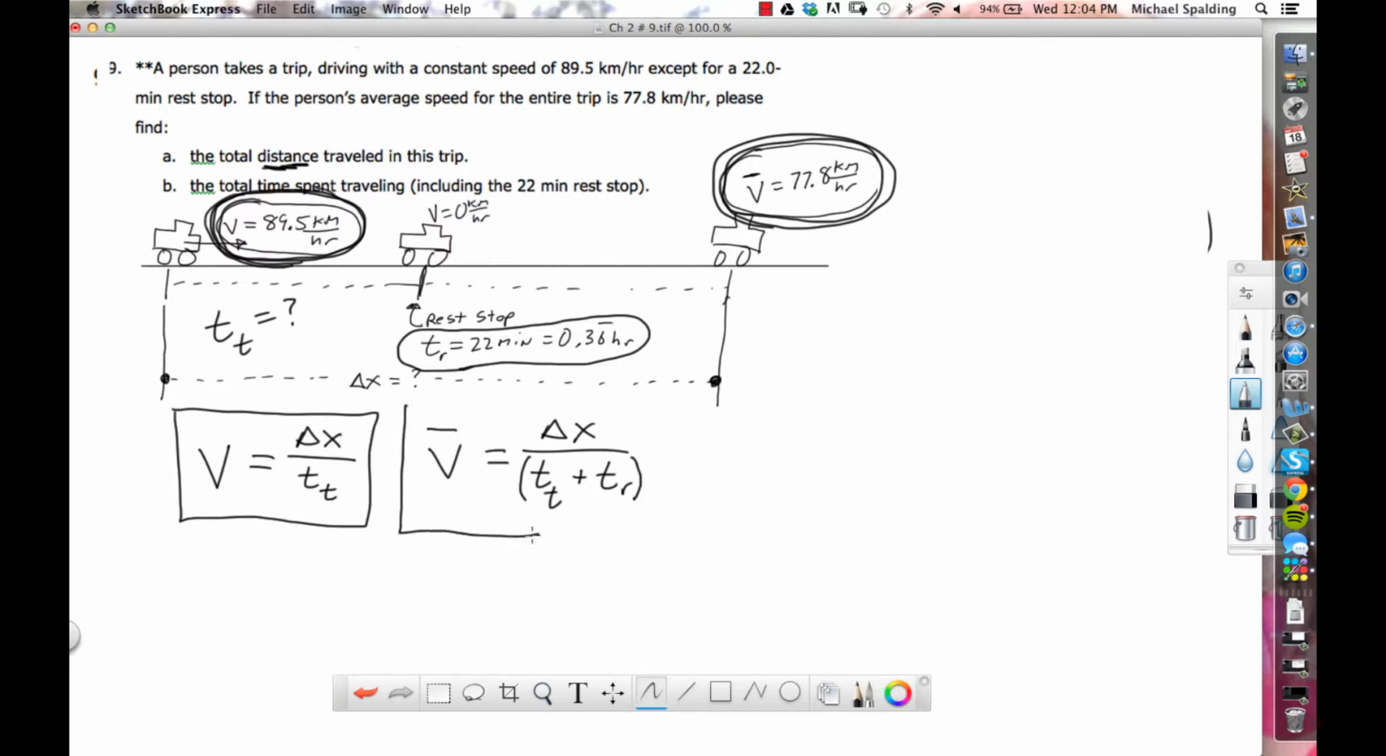Now, looking at these two equations, I just want to point something out. We have two equations and two unknowns. What are the two unknowns? We don't know delta x, and we don't know time of travel, right? Delta x and time of travel are the two unknowns. If you have two equations and two unknowns, can you solve it?